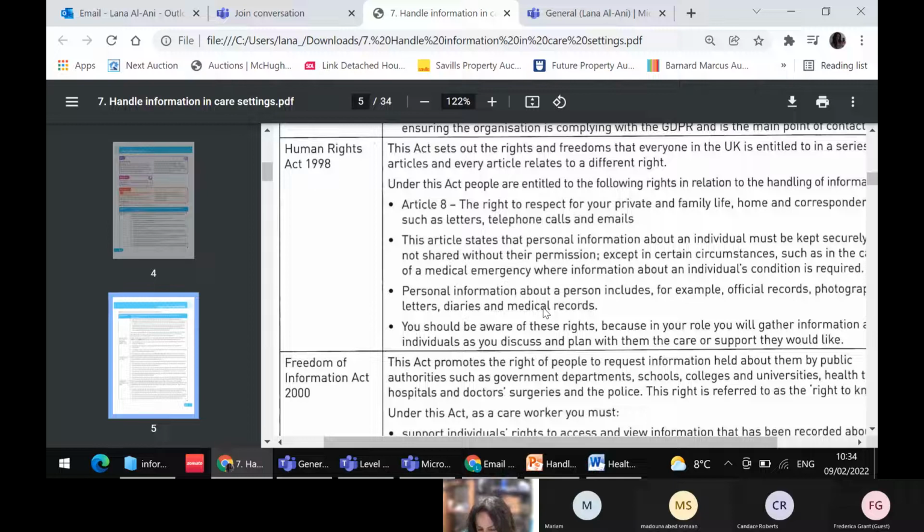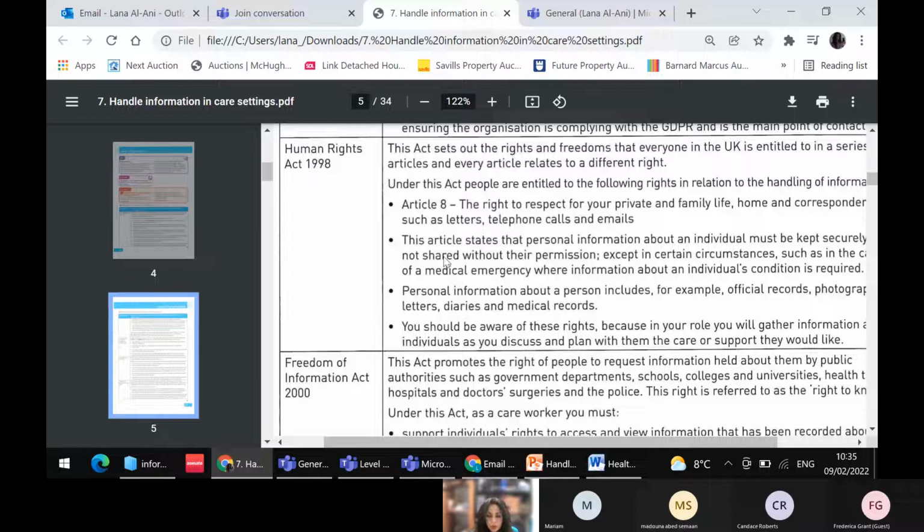So this is just to declare what personal information is. Personal information could be anything: his letters, his diary, his medical record, all of this is considered personal information. And you should be aware of these rights, because in your role you will gather lots of information about people. So when you come to describe, you put as part of the answer the Human Rights Act 1998, and then you say everyone has the right to have a private life, private information.